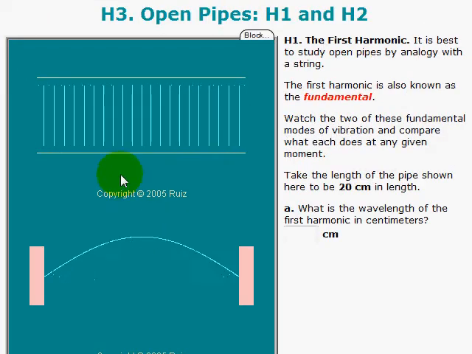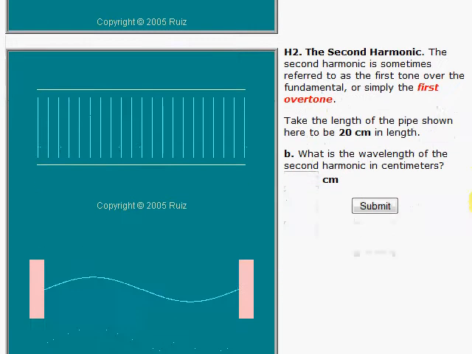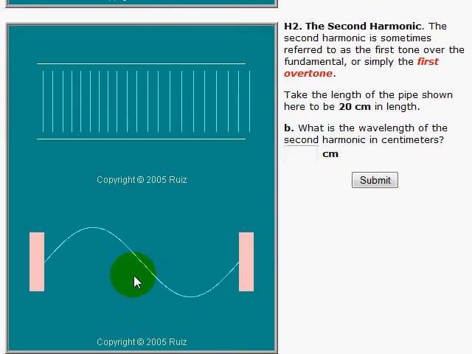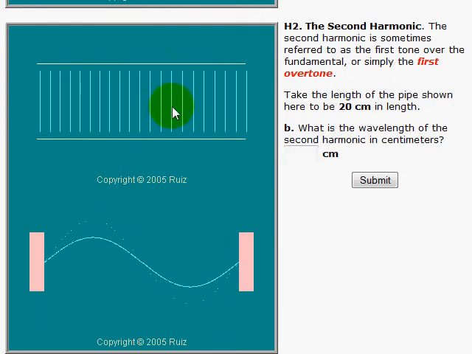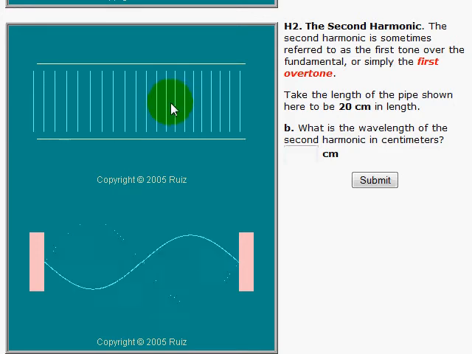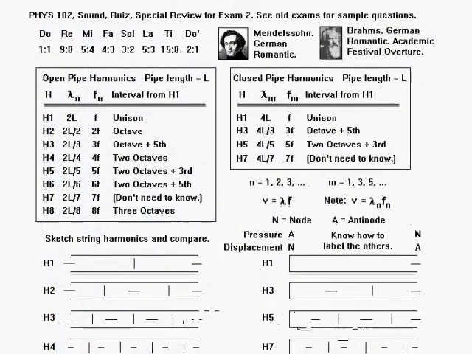Here I have 1 up and down, crest, trough, and I have 1 vertical line. And then here I have 2 half waves, and you have 2 vertical lines. So the physics is the same, and because of that, we can go here to our silver bullet review for the second exam.